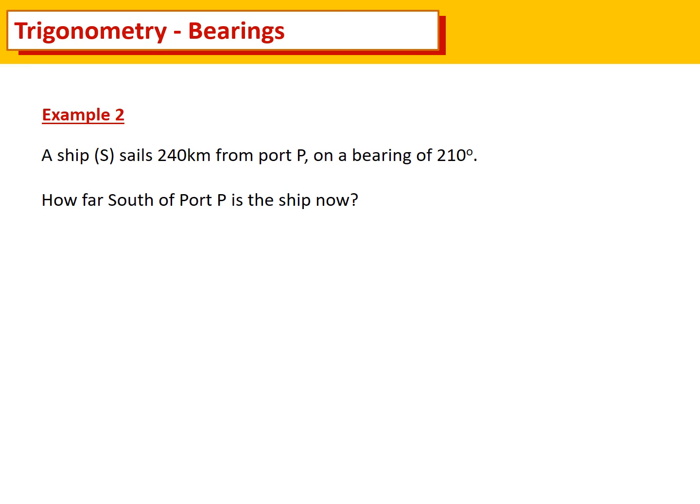Here's example 2. Again, it's a ship sailing from a port. So there's the port and there's the north line. So remember, a bearing is measured from the north line in the clockwise direction. So 210 degrees round in the clockwise direction would be that direction there. Now we want to know how far south of the port is the ship. There's the port. So south would be straight down, along the line of the ship. So it's this distance here that we're looking to find.